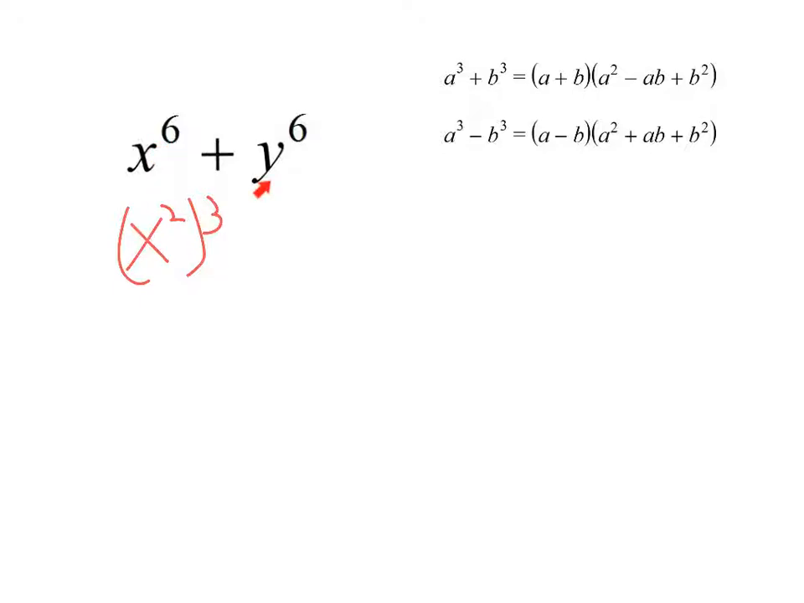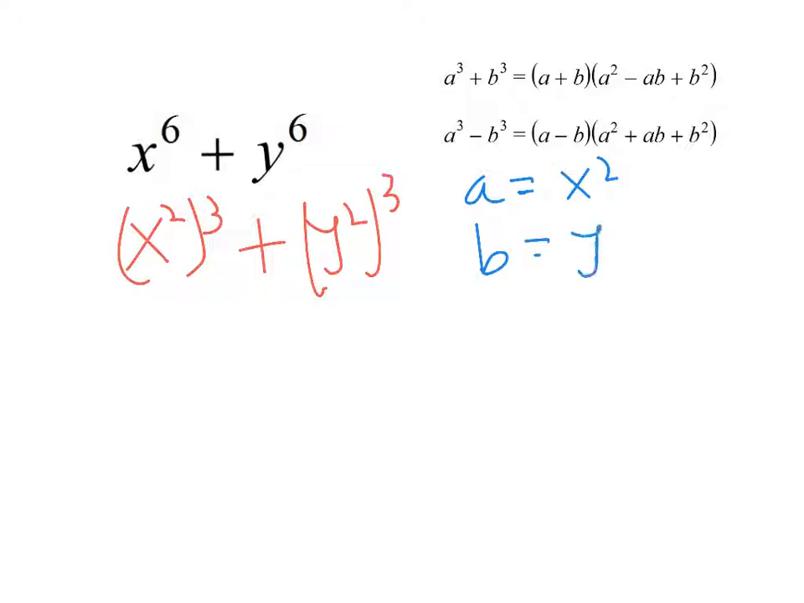So the same thing here. You just do the same thing. We're going to do plus y squared cubed. So now that leaves us to get our a. Our a is now x squared, and our b is now y squared.